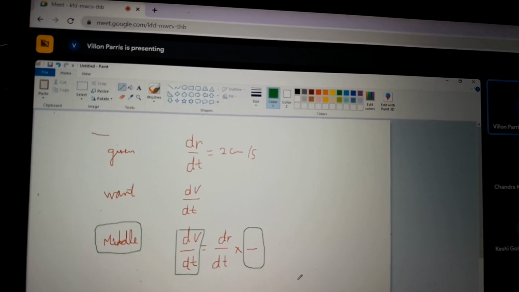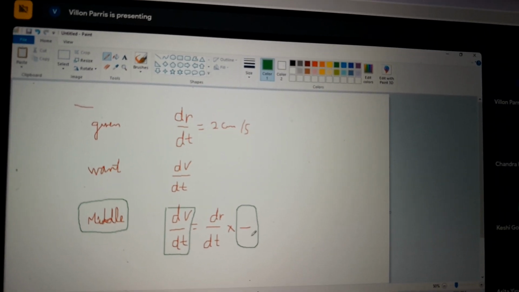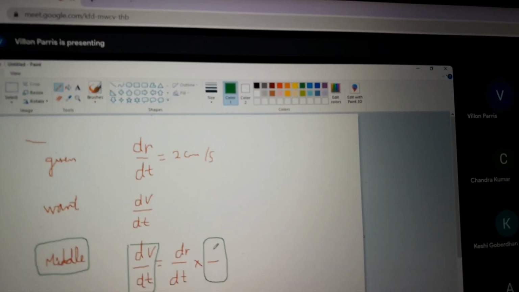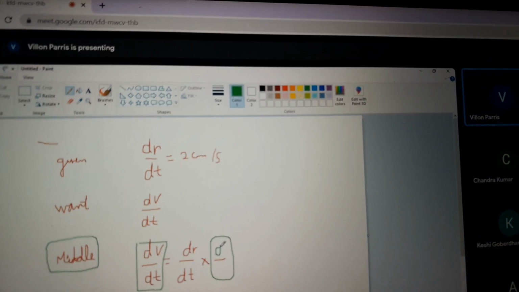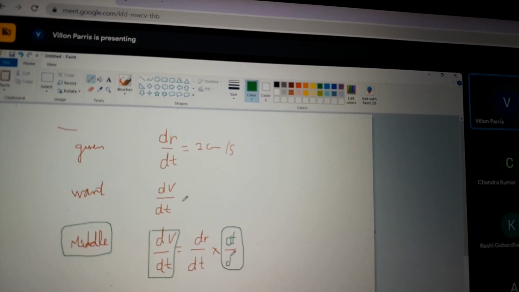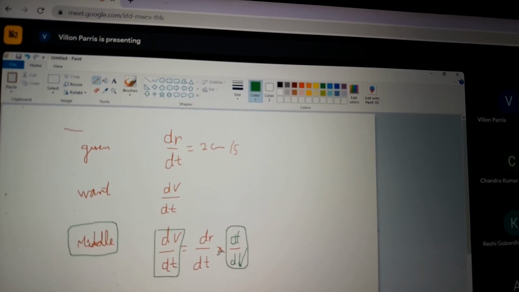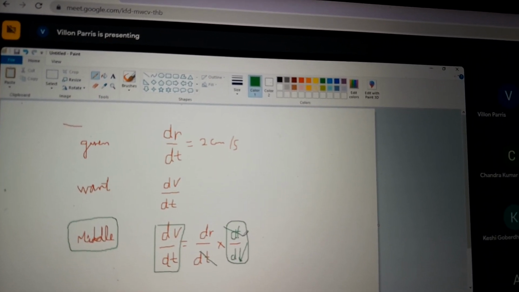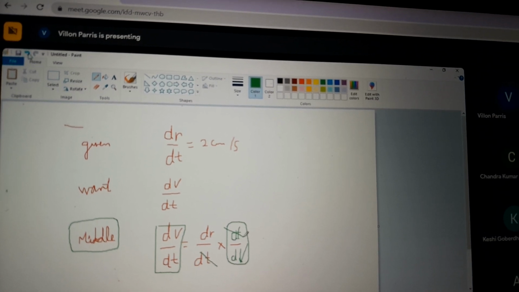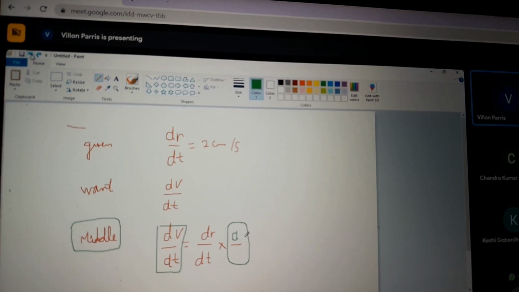Sir, dt over dv. dt. But if I put dt over dv, look what will happen. I will still not end up with what you want. So I can't use that, but that's a good effort. At least you're thinking now. Good. So what should I put?